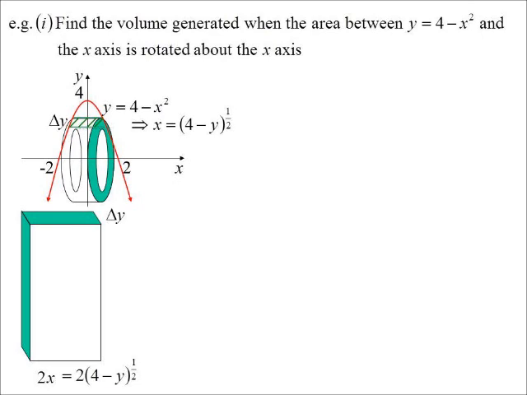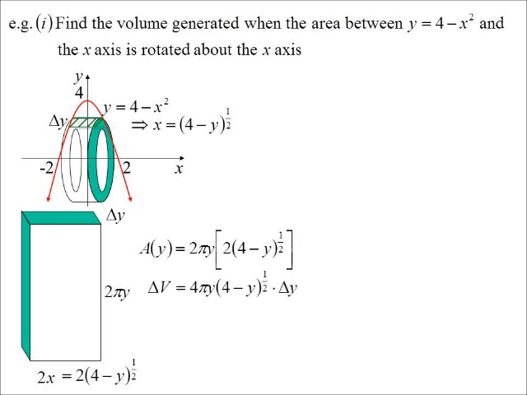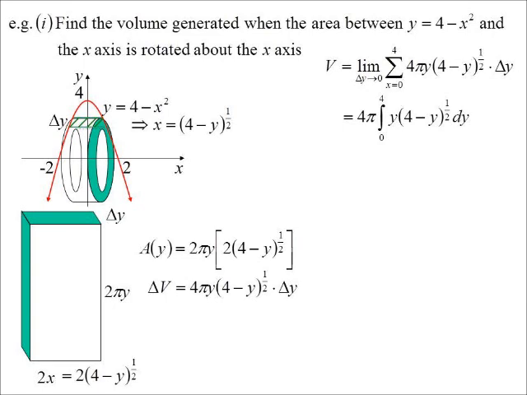Now, the height of my prism will be 2 pi times the radius. In this case, the radius is the y value. So I've got everything in terms of y, so that looks good. So I can say, well, the area of the cross-sectional face is 2 pi y times 2 times (4 minus y) to the half. Multiply that by delta y to get our volume element. And that's what we'll end up integrating, because we're going to sum all of those. And remember, it's y values I'm dealing with this time, so I'm going from 0 to 4. And that's what we have to integrate.